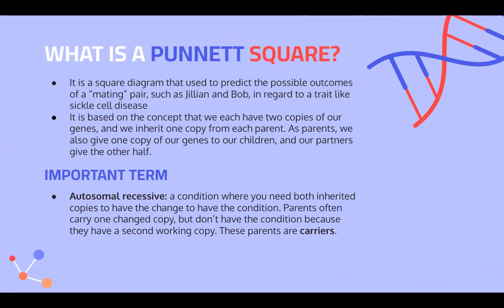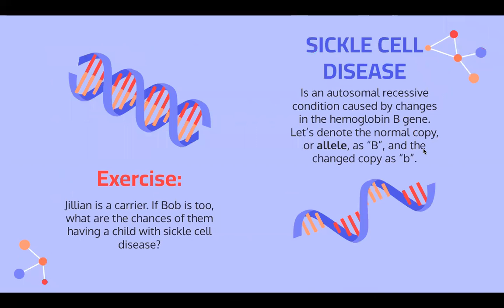A term you may have heard Elizabeth use earlier that is important to define now is autosomal recessive, which is basically a condition where you need both inherited copies to have a change to have the condition. That means that the parents of a child that has an autosomal recessive condition often carry one changed copy themselves, but they don't have the condition because they still have a second working copy. These parents are called carriers, which Jillian is for an autosomal recessive condition called sickle cell disease.